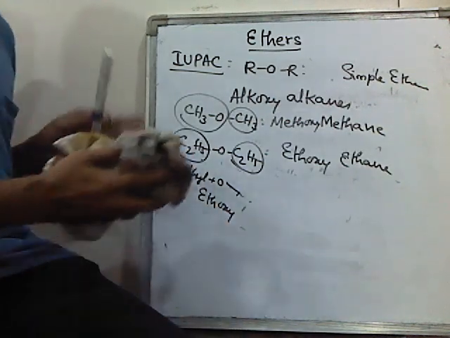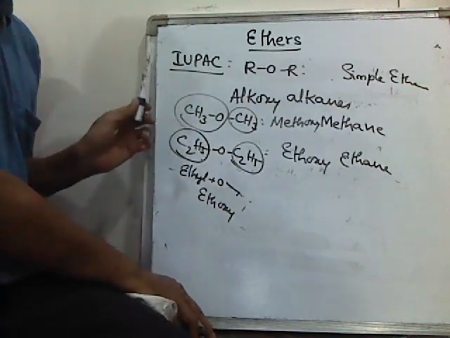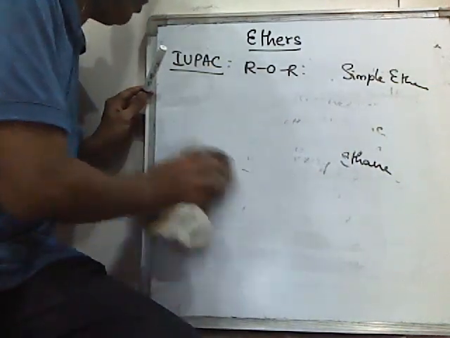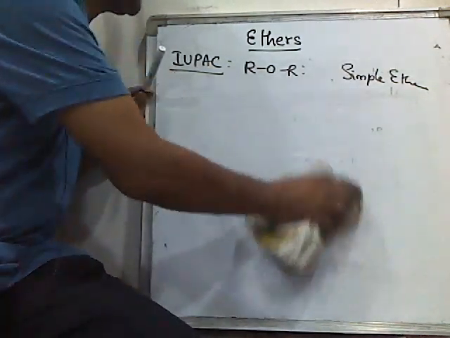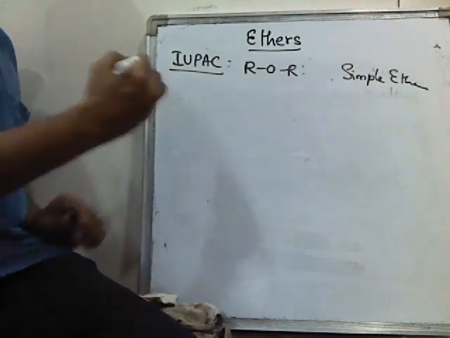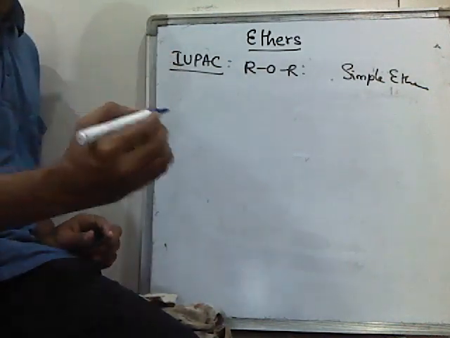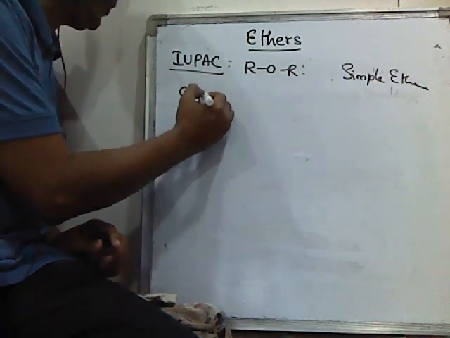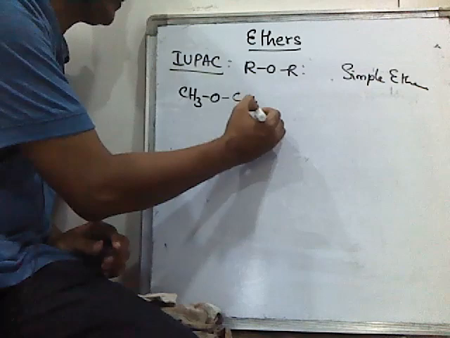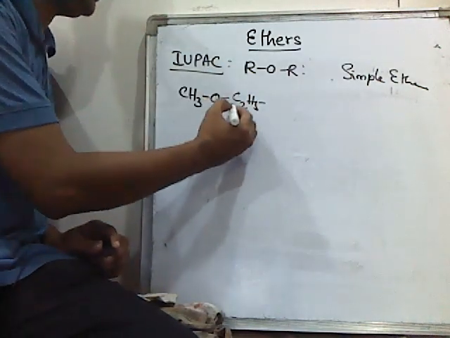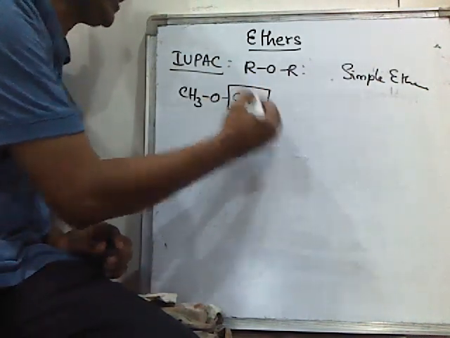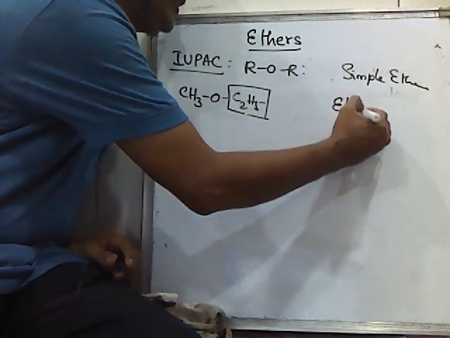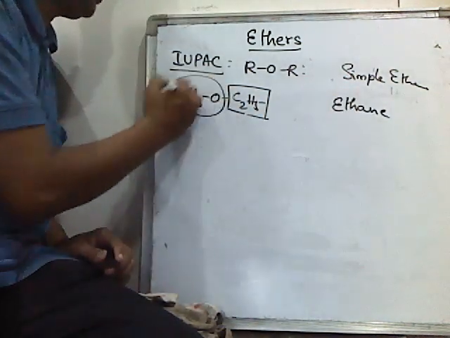If the ether is a mixed ether, how to name it? Then also an alkoxy alkane should be given, but the alkyl group with the lower number of carbons should come as the alkoxy group. For example, if you take CH3OC2H5, as per the IUPAC rules, the longest carbon chain has to be selected. Here this is the longest carbon chain, that's why it is ethane. Then this group is methoxy.